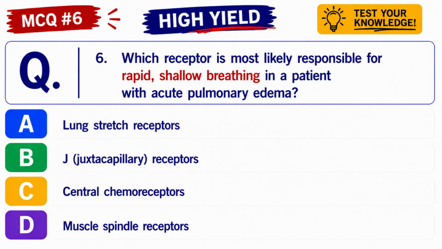Question 6. Which receptor is most likely responsible for rapid, shallow breathing in a patient with acute pulmonary edema? A. Lung stretch receptors. B. J receptors. C. Central chemoreceptors. D. Muscle spindle receptors. The answer is B.